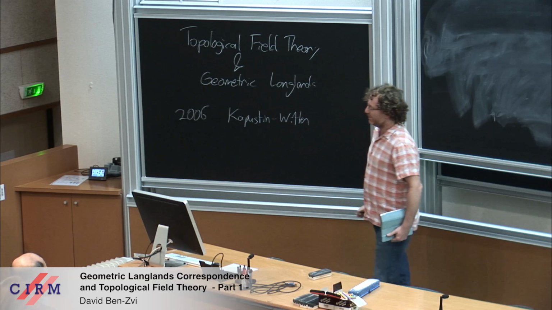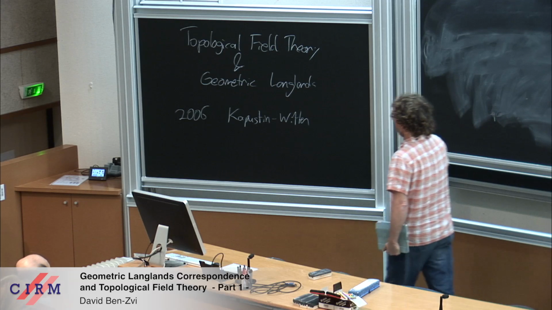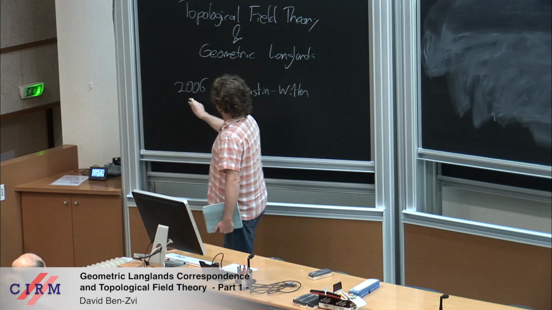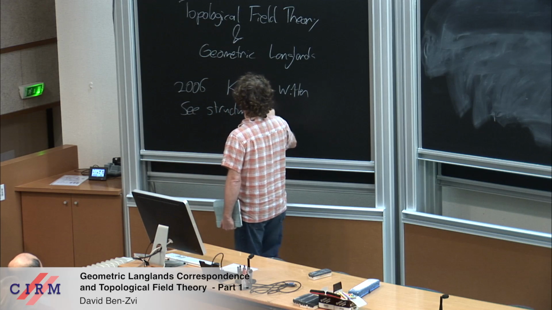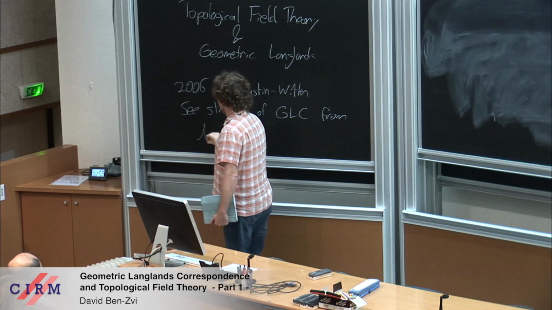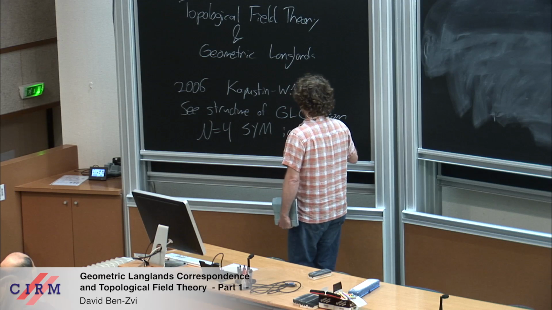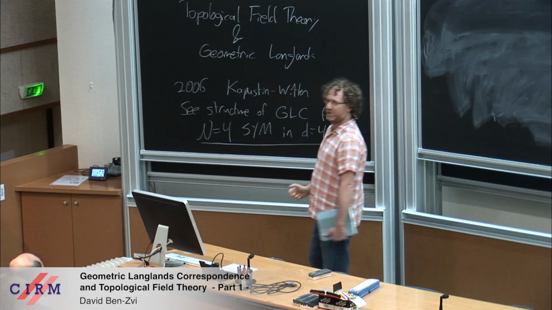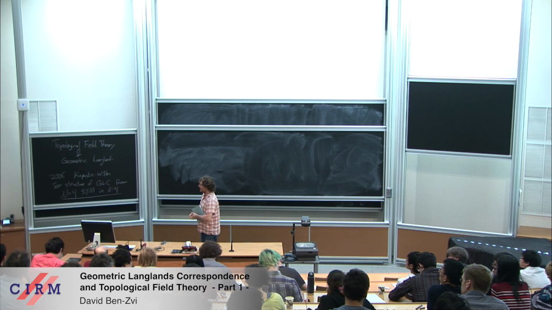called Electric-Magnetic Duality in the Geometric Langlands Correspondence, where Kapustin and Witten explained how to see a lot of the structure of the geometric Langlands correspondence from something called N=4 super Yang-Mills in 4 dimensions. So this is a 4-dimensional supersymmetric quantum field theory, a specific one called N=4 super Yang-Mills, which we might say a little bit more about later. And they explained how to see a lot of the structures of geometric Langlands.